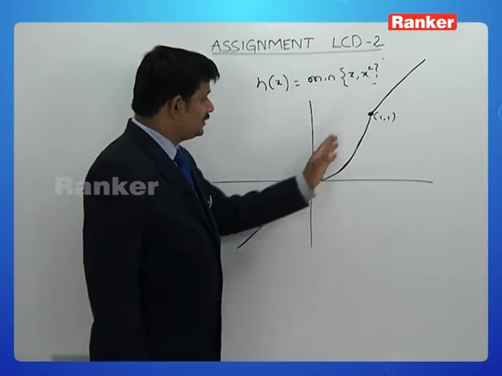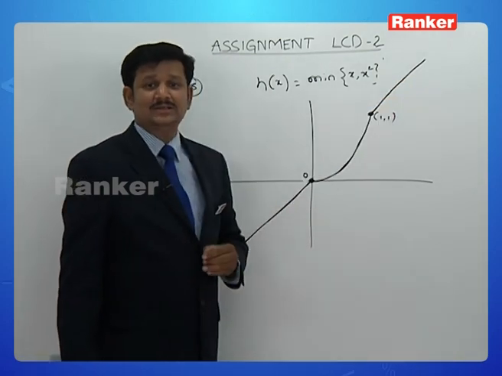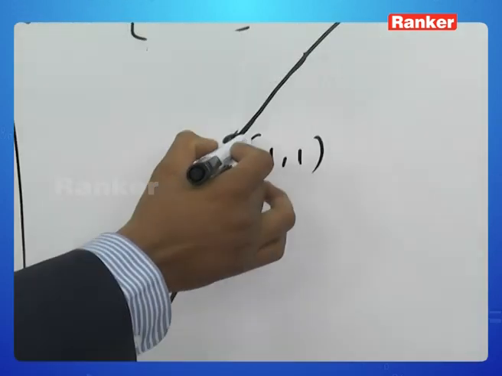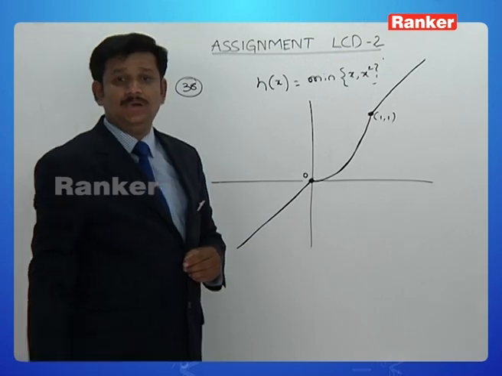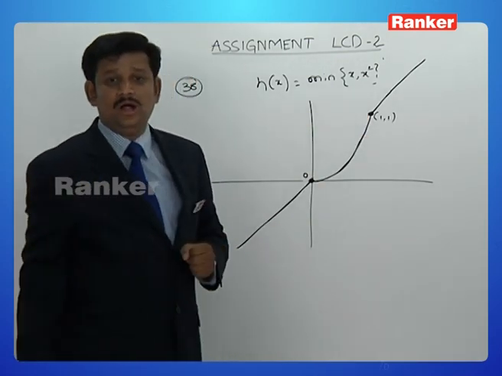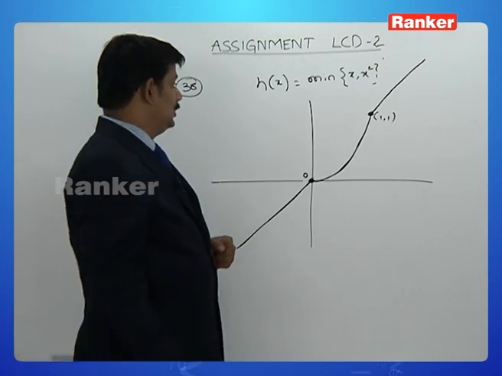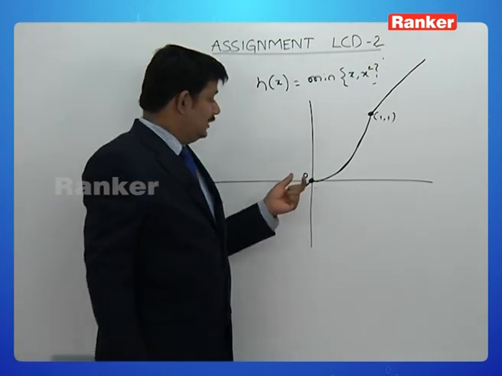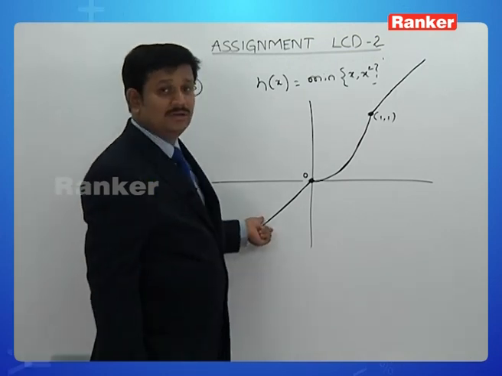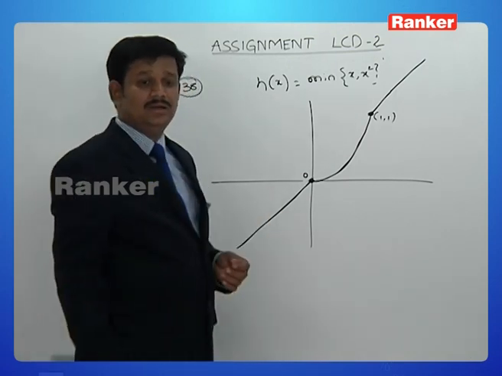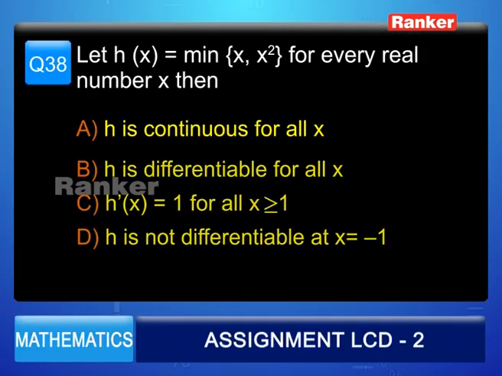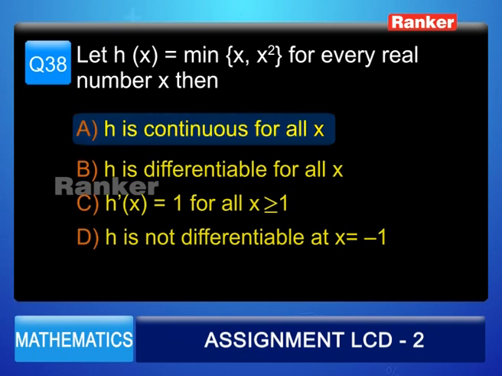For all x greater than or equal to 1, h dash x is equal to 1. That is true for all x greater than 1, but not for x greater than or equal to 1. At 1, we have a point of non-differentiability. And at x is equal to minus 1, the function is very much differentiable and the derivative is equal to 1. So, among the options, it is only option A. The function is continuous for all x. Answer is option A.